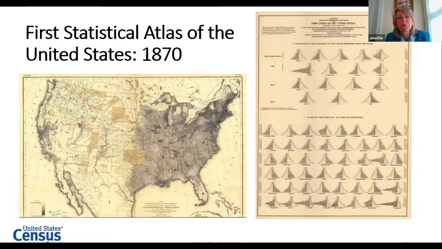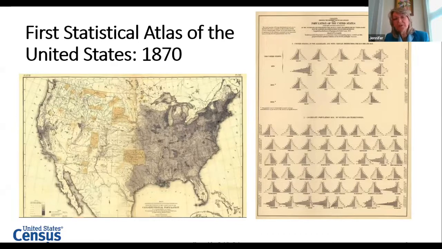Let me start with a couple of milestones that have shaped how we approach data visualization at the Census Bureau. In the mid-1800s, technological advances allowed for mass production of high-quality images. And from the 1870 census, the Census Office produced the Statistical Atlas of the United States. It included maps that showed the distribution and density of people across the United States.